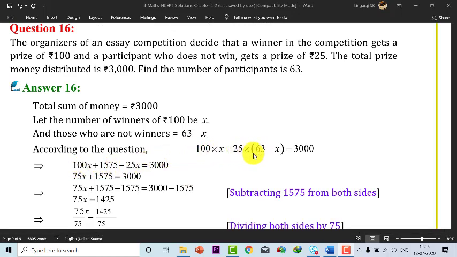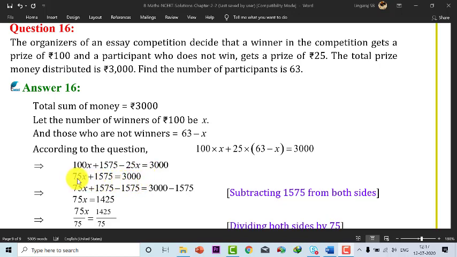So 25 into 63 is 1575. 100 into x is 100x. 25 into 63 is 1575, and 25 into minus x is minus 25x, which is equal to 3000. So here we are going to simplify. 100x minus 25x is 75x. The difference of these two like terms is 75x, and this 1575 remains the same, equal to 3000.